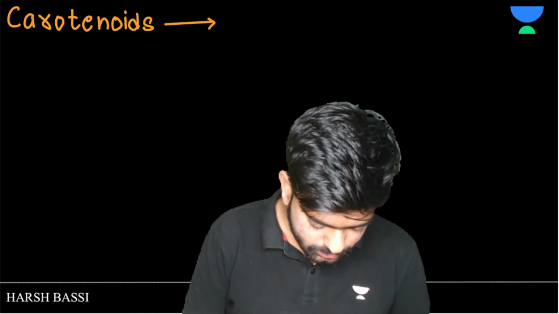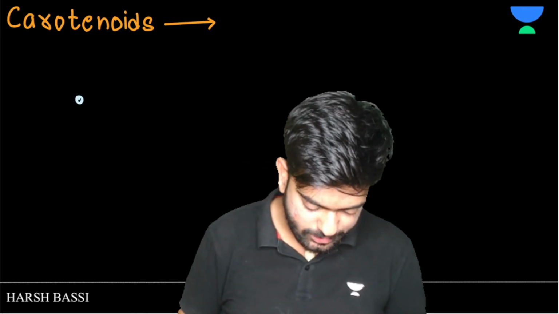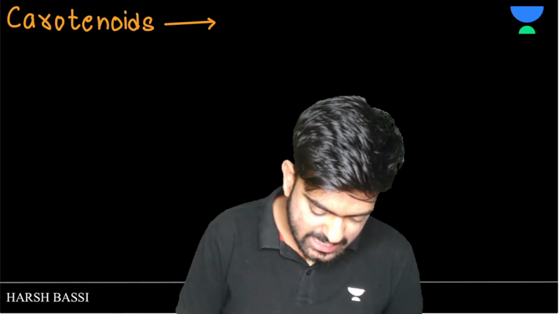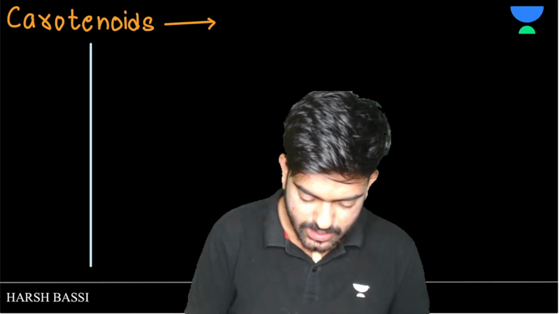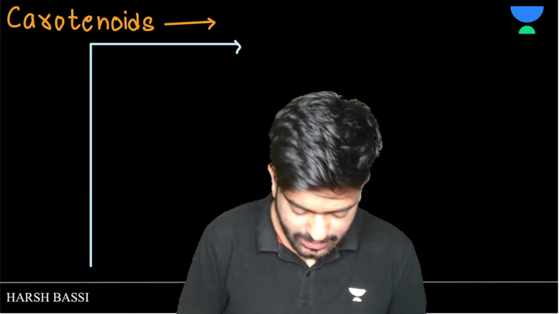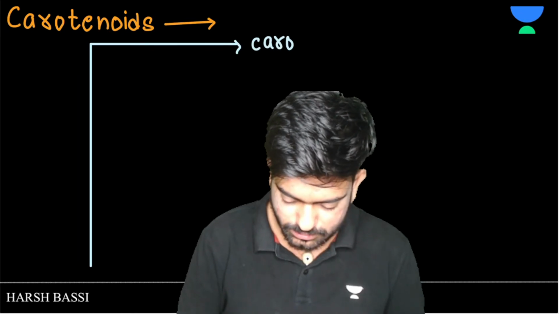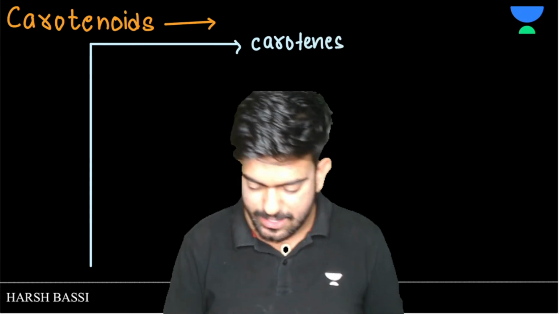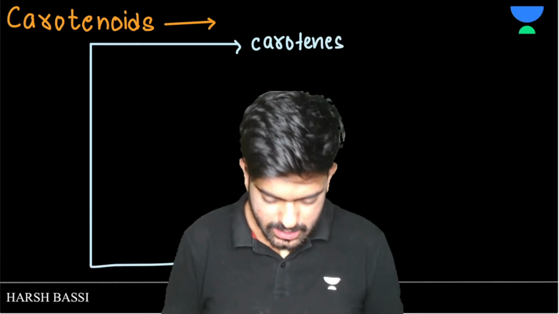So now if I talk about the carotenoids, they are again of two types. They are carotenes and xanthophylls. Carotenes is something related to carrot, right? Carotenes is something related to carrot.